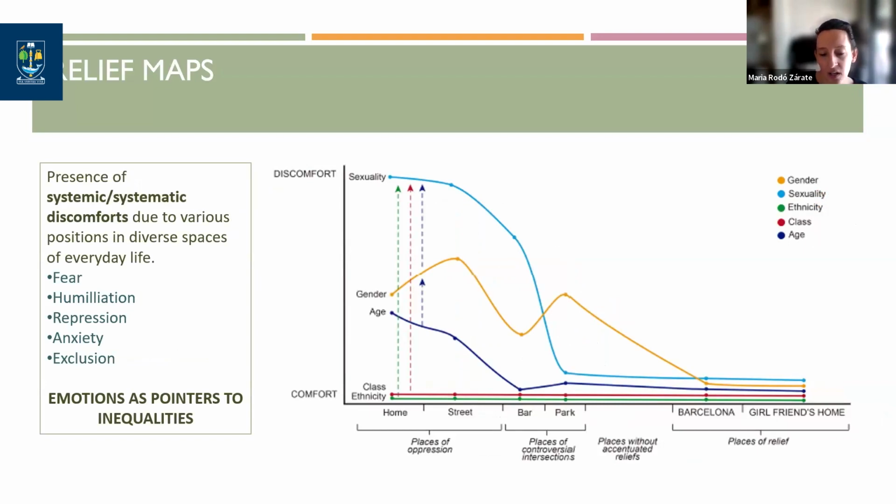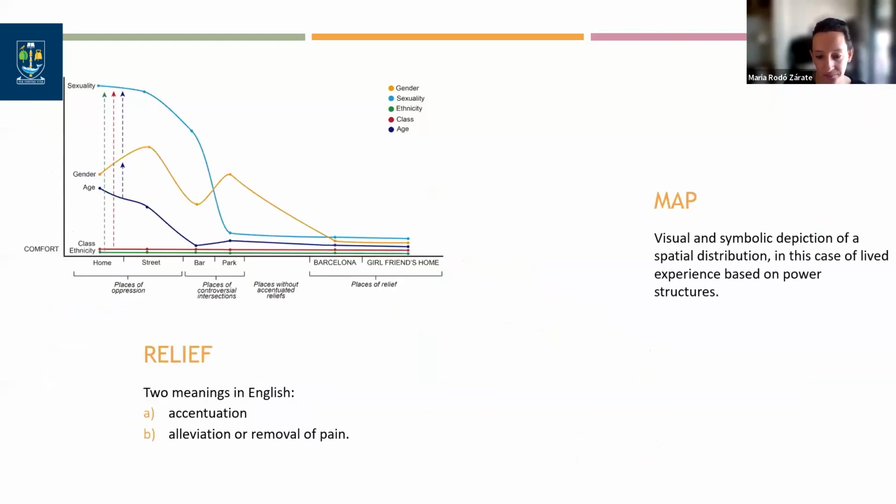They show the curves of systemic and systematic discomforts due to various positions in diverse spaces of everyday life. So every dot is placed by each individual in a gradation of comfort to discomfort, and it is related to emotions such as fear, humiliation, or exclusion. In that sense, emotions here are considered as pointers to inequalities.